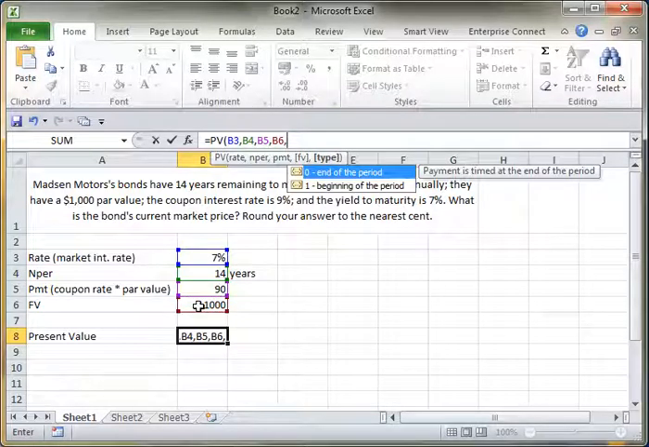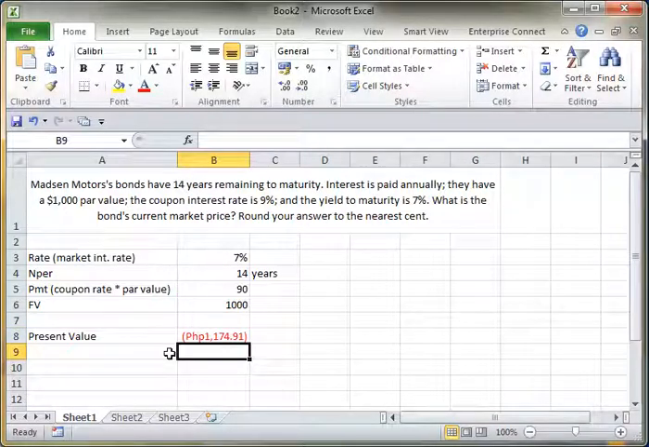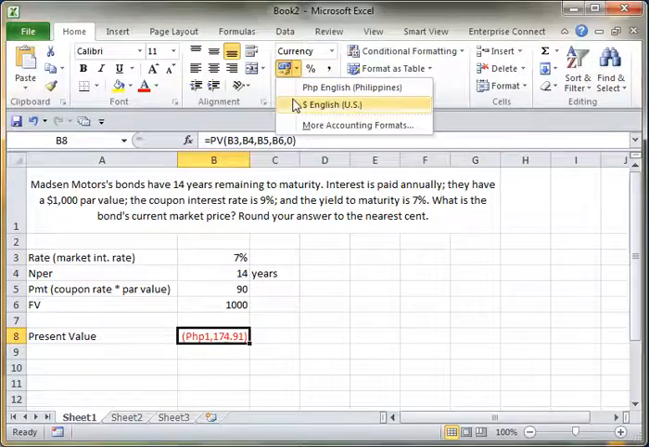And then for the type, since we have a payment here, since there's no indication whether it is paid in the beginning or in the end, we'll be using 0, which is by default the interest will be paid at the end of the period. So just hit enter. Alright, so just change this one to US dollars.